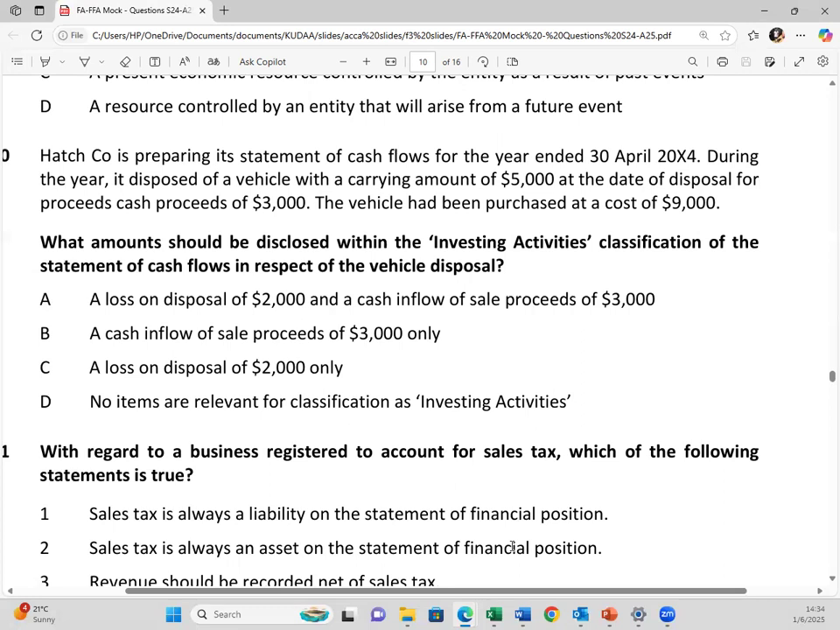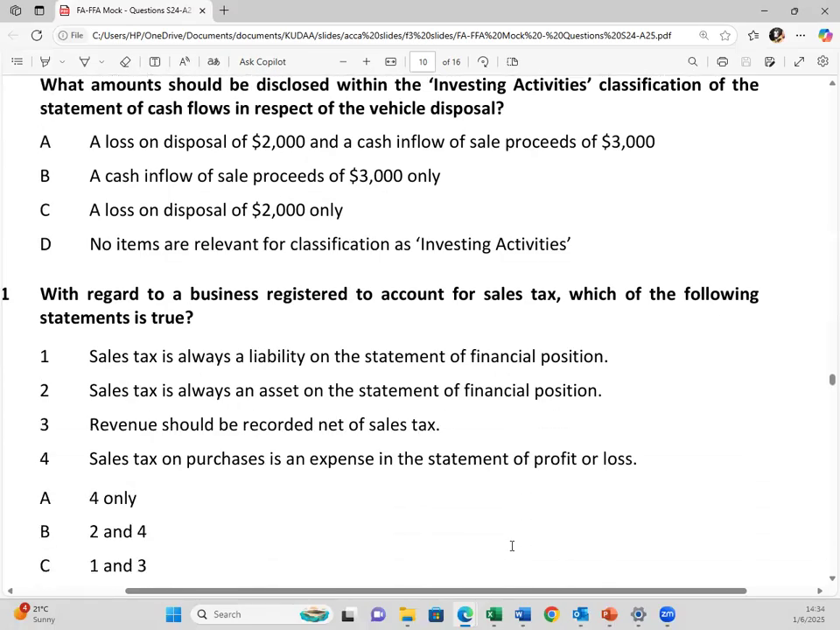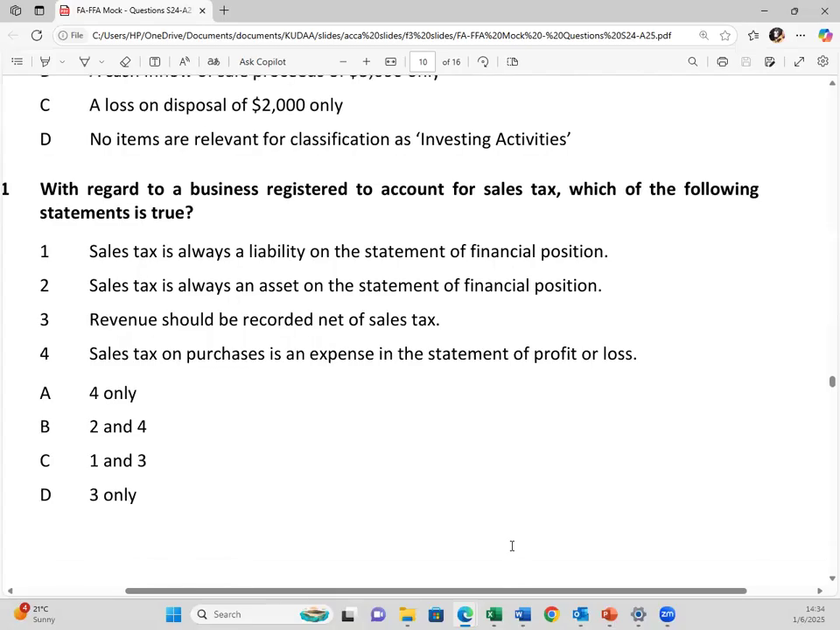With regard to a business registered to account for sales tax, which of the following statements is true? I think I have mentioned this when we started. So regarding sales tax, how are we supposed to account for it? Revenue should be recorded net of sales tax. We don't include sales tax in the revenue calculation. So 3 is correct.